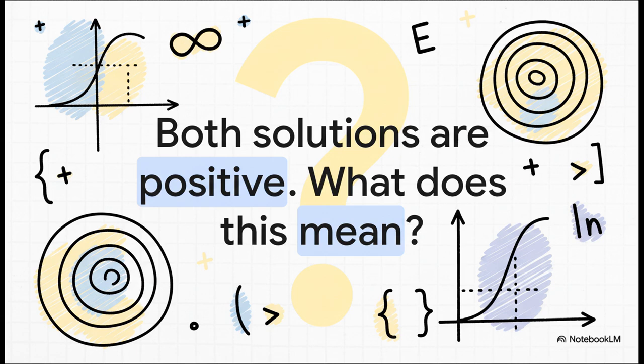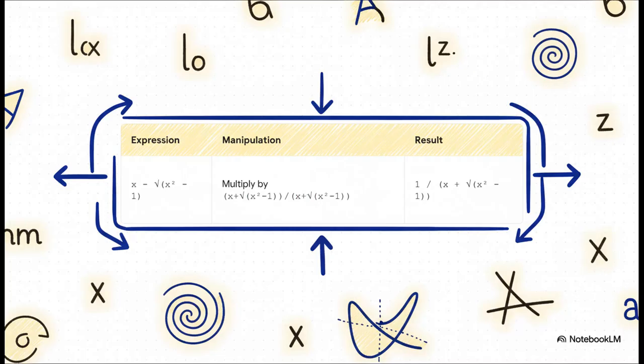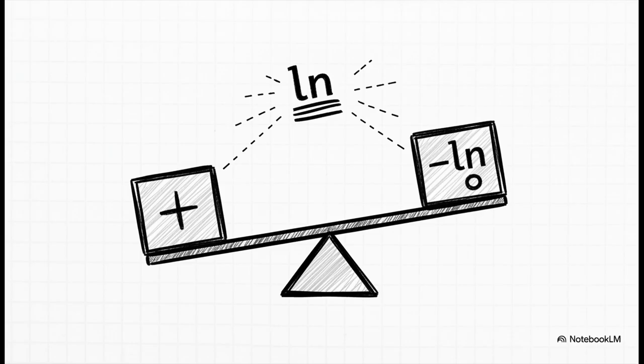So, what does that mean? We need a new clue, and we find it with this really clever algebraic trick. Look at that minus solution on the left. If you multiply it by a special form of 1, in this case x plus square root of x squared minus 1, over itself, the top part simplifies perfectly to just the number 1. It's a neat little trick that reveals a secret connection between our two solutions. So here's the punchline. That minus solution is just the reciprocal of the plus solution.